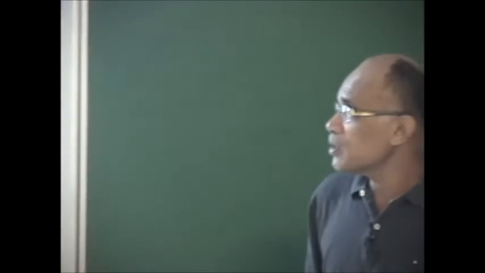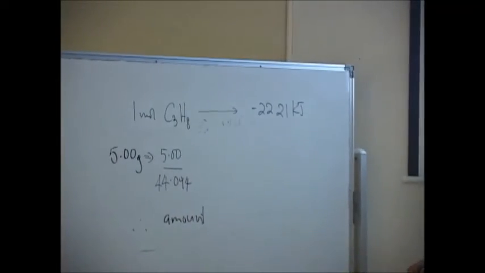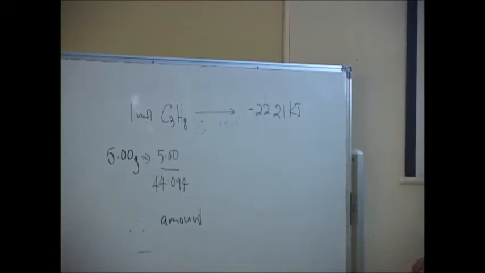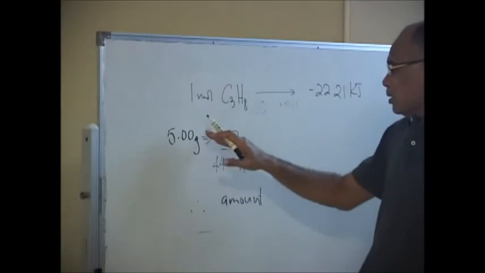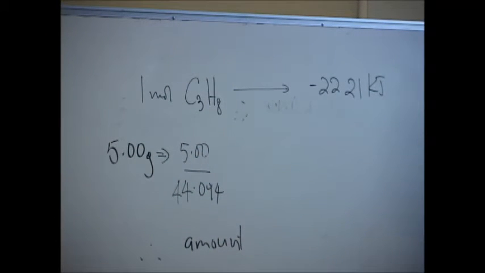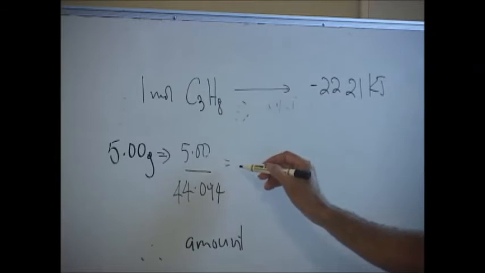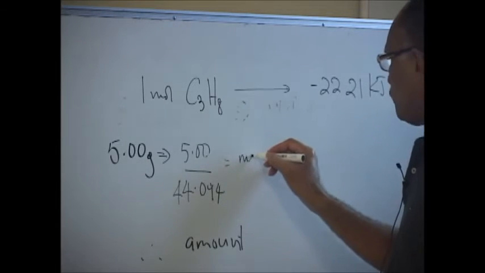So we go to the chemical equation, and we see that from the chemical equation, 1 mole of propane will burn and produce 2,221 kilojoules of heat. And that is negative because it's an exothermic process. So in 5 grams, you will need to convert that into mole. I haven't got that calculated, but I will just highlight it. So that's mole of propane.